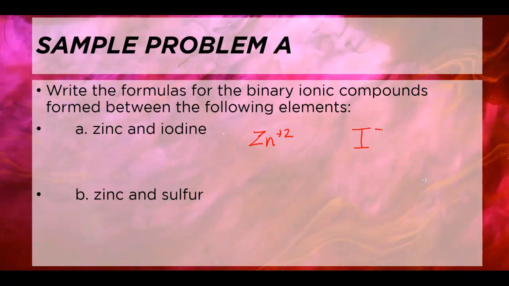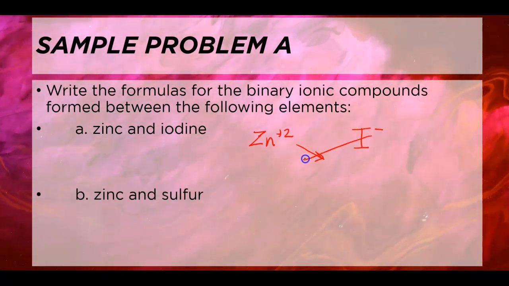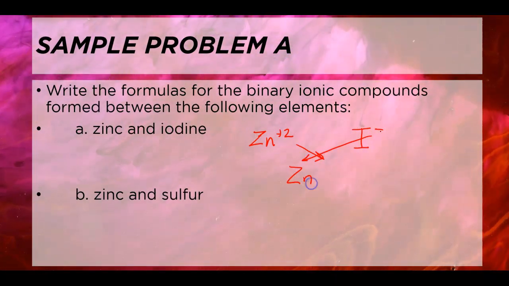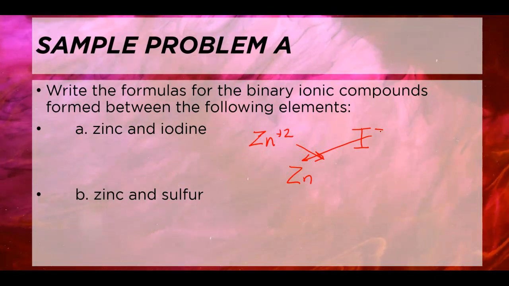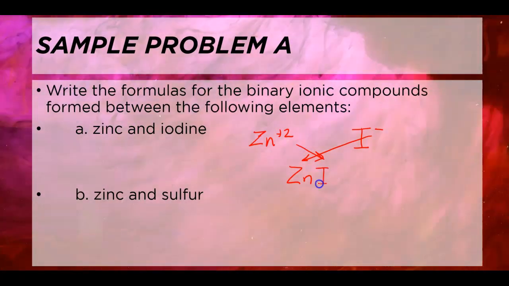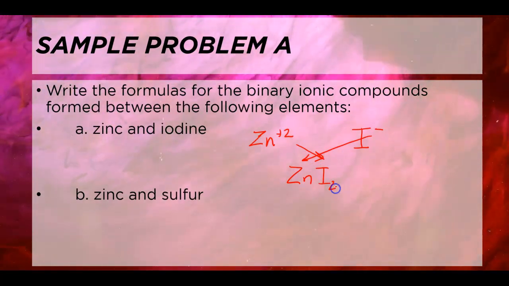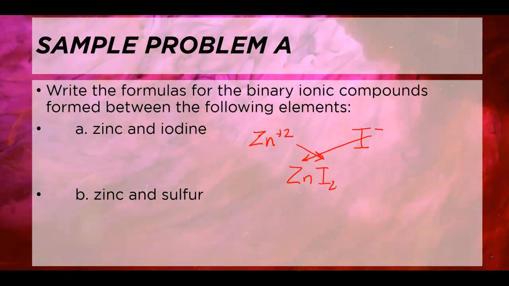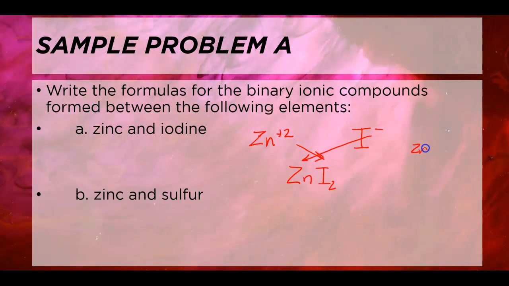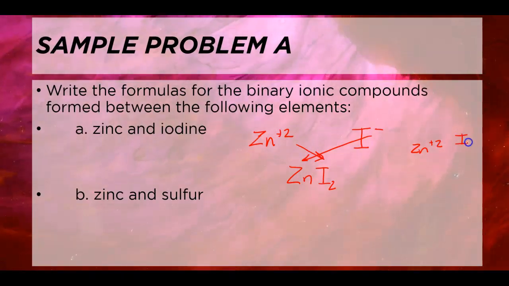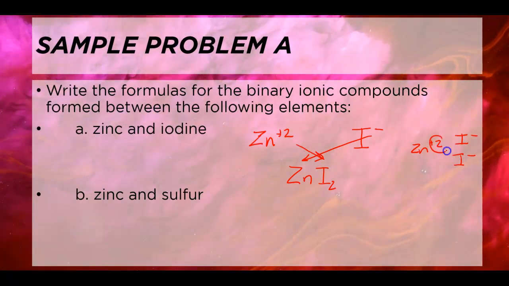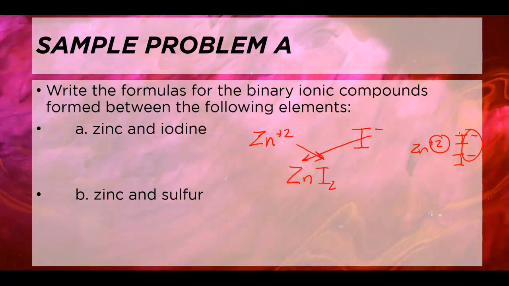So again, do the crisscross where they take each other's charge as their subscript. Zinc will take the -1 charge and have a 1 as its subscript, and then iodine will take the +2 charge and have a 2. So it's ZnI2. Again, that's telling me that I have one zinc with a +2 and two I's with a -1. +2 balances out with -2.